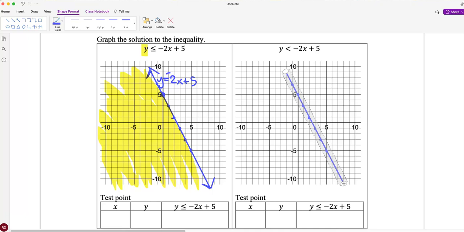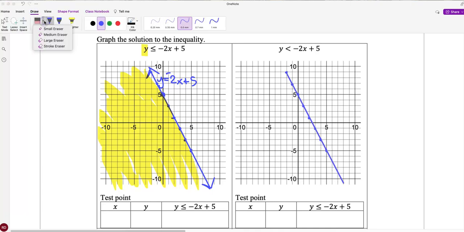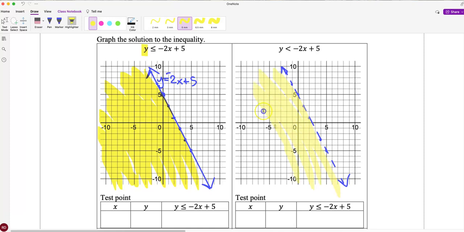When I see that it is less than, not less than or equal, what I need to do is make this a dotted line. So it's a dotted line, and that indicates that the line is not included. The one on the left includes the line. The one on the right does not include the line, and I'm still shading below. So my solution is everything below this line, but not including the line.